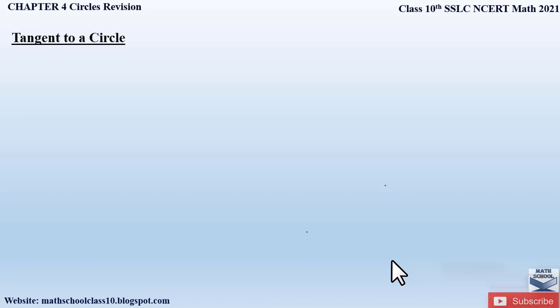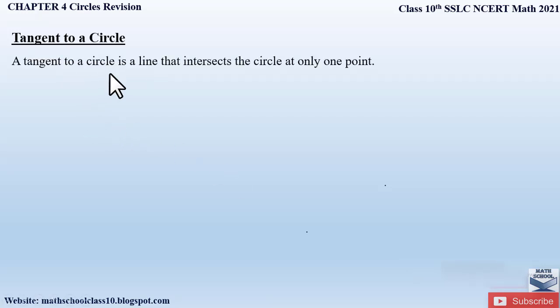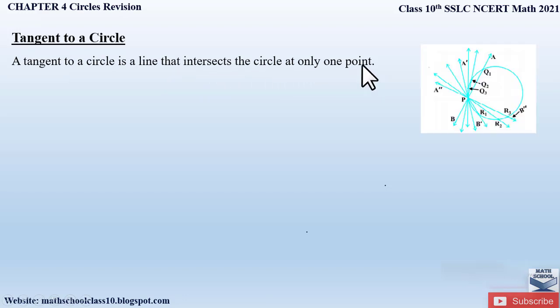So next we will see what a tangent to a circle is. A tangent to a circle is a line that intersects the circle at only one point. Okay, so this is a circle and we have a point P here. At this point, if you observe, we have n number of lines rotating, right? These are the possibilities a line can rotate both left side and right side.